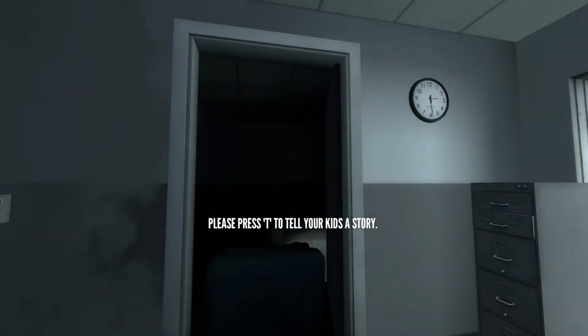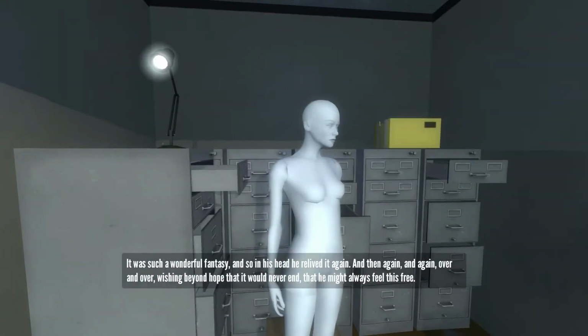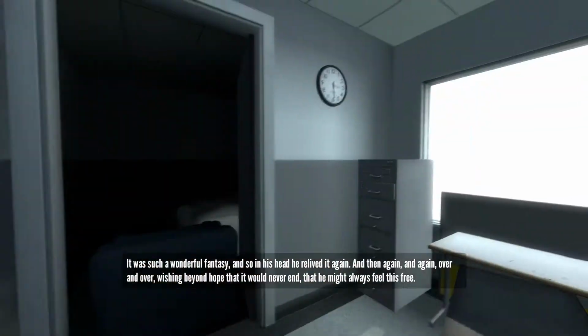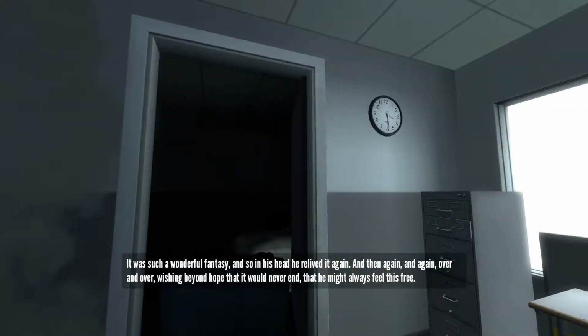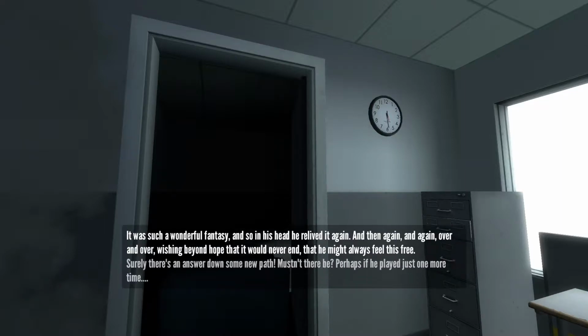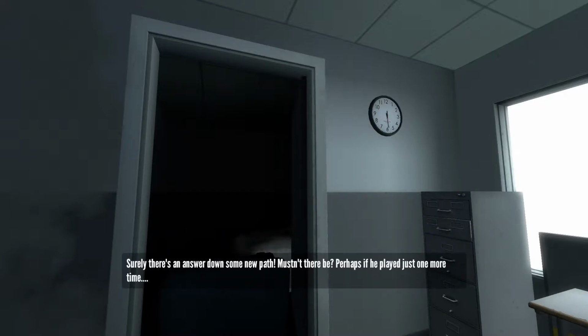It was such a wonderful fantasy, and so in his head he relived it again, and then again, and again, over and over, wishing beyond hope that it would never end, that he might always feel this free. Surely there's an answer down some new path, mustn't there be? Perhaps if he played just one more time.